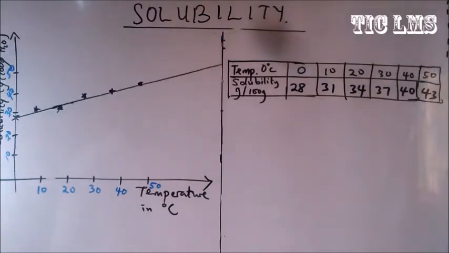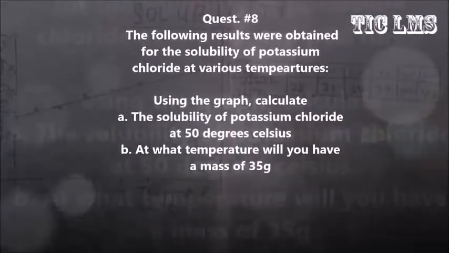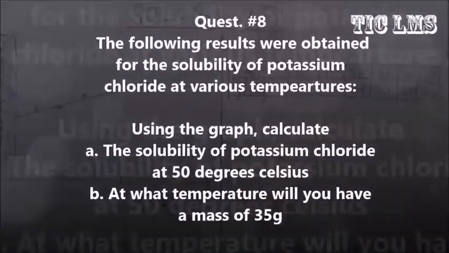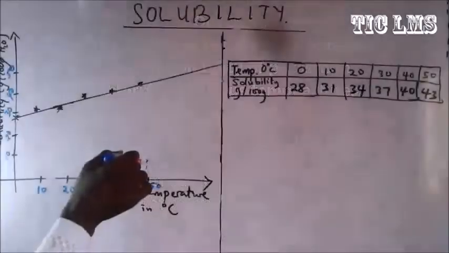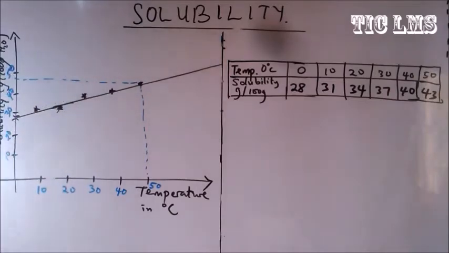Now from this graph, we could be told to find the solubility of the salt at a particular temperature, and all I'm going to do is give you an estimate of how it could be done. For instance, if we are asked to find the solubility of the salt at 50 degrees Celsius, all we need to do is trace it up and then trace it towards the left to get where it is. If you are using a proper graph, you will get the right answer. So that's how you get the solubility of the salt at a particular temperature.